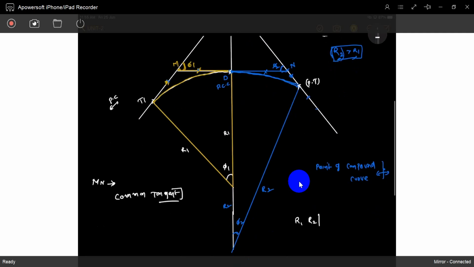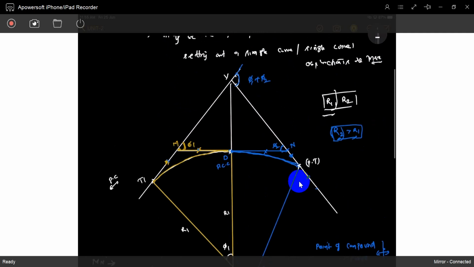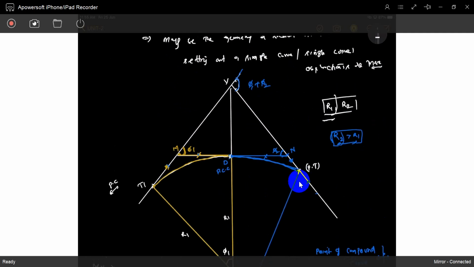R1 and R2 are the radii of the curves for the left and right parts. Okay, left and right parts. And theta 1 and theta 2 are deflection angles for the left and right curves. So these are the things in compound curves.